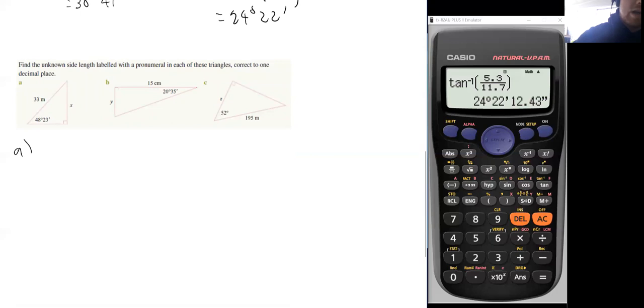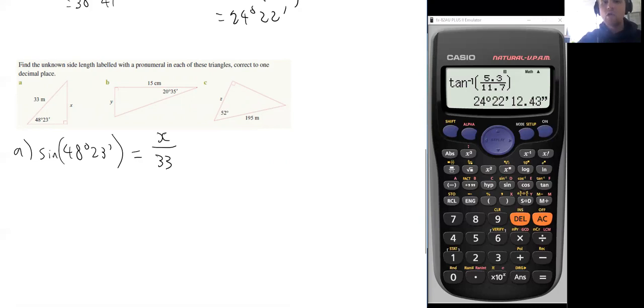So the first step is just the same though. We've got to look at where is the angle and where are the sides that we're concerned with in relation to that angle here. So firstly, we've got an angle at the bottom left. We have the opposite side and we have the hypotenuse. So we're going to use sine. So it becomes sine 48 degrees and 23 minutes. Okay, we can put those in brackets just so we understand that's all part of the sine. And then goes equals opposite, which is x, over hypotenuse, which is 33.